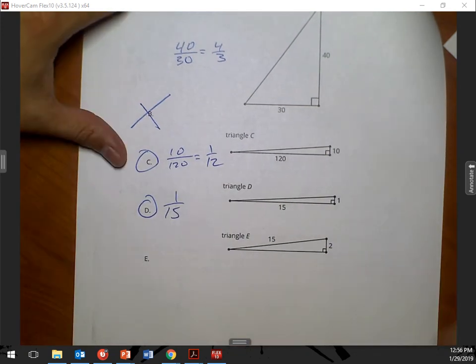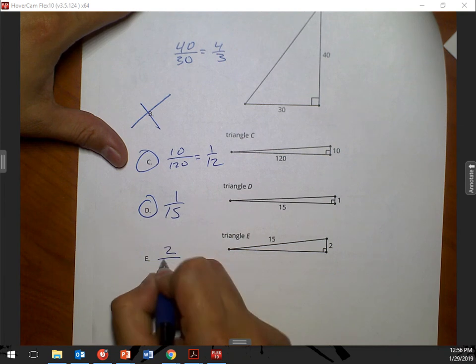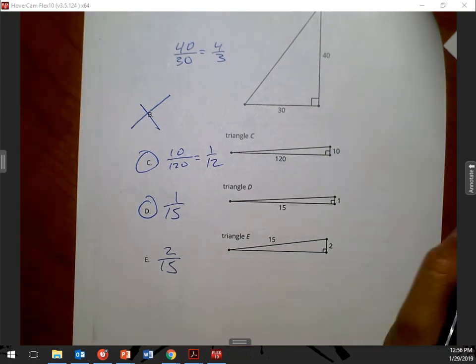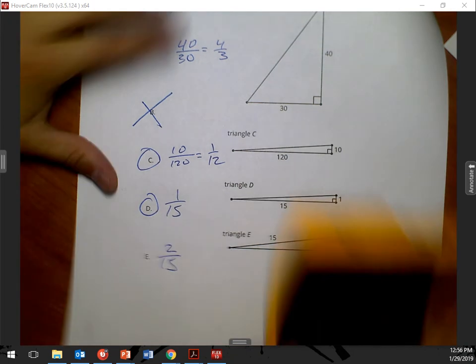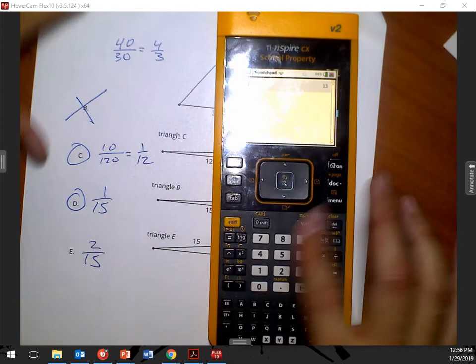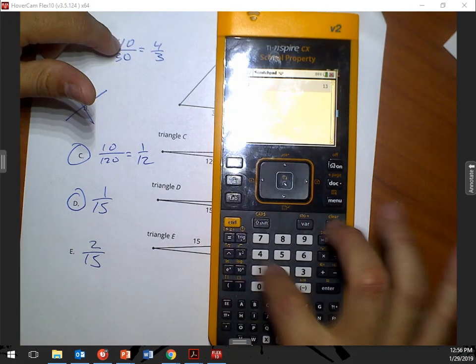What about this one? 2 to 15. Is that a yes or a no? No. Let's see. You know what? I'm going to do the math on this now. So 1 over 12, control divide.